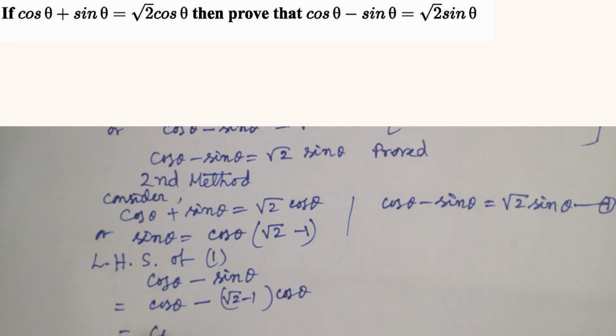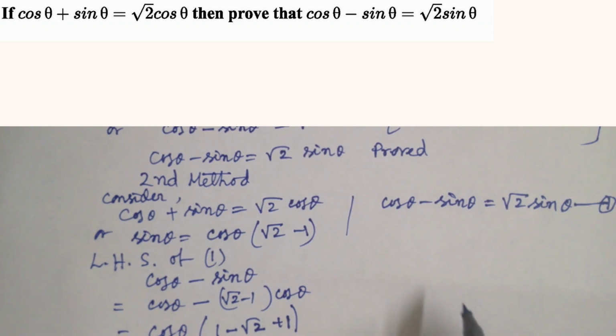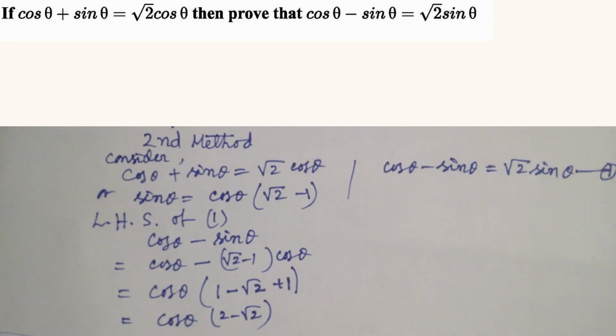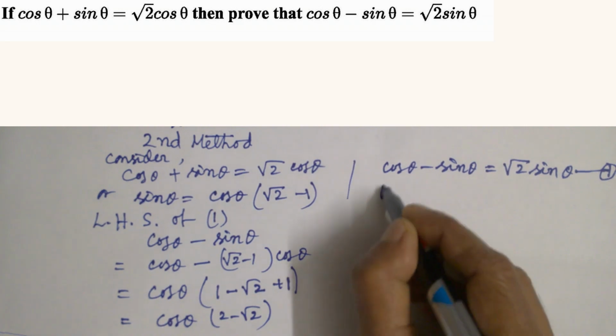Now take out common cos theta. What is remaining? 1 minus root 2 minus 1, minus minus plus 1, that is equal to finally cos theta times 2 minus root 2. Now the right hand side of 1.